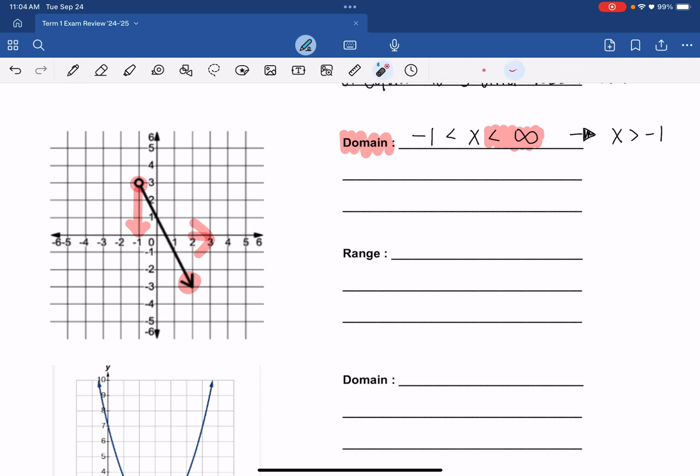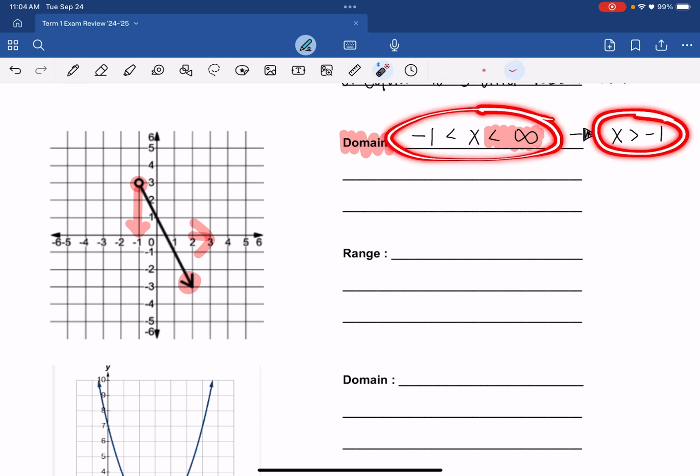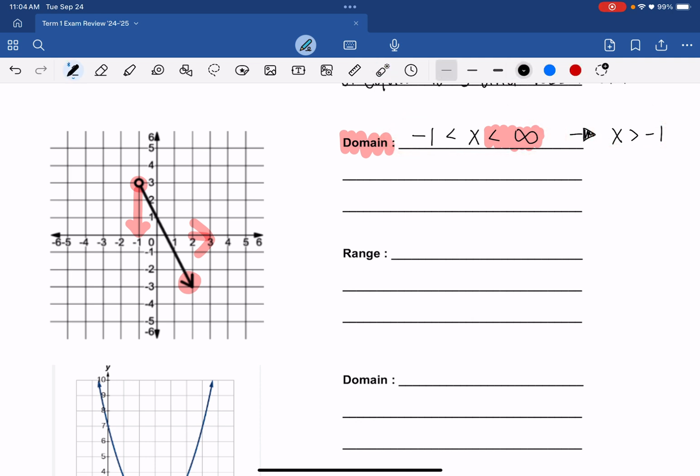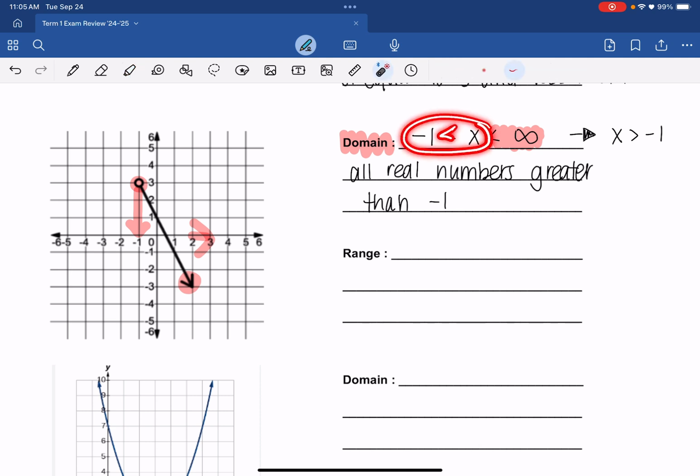So this is your answer, but this is also your answer. It's the same thing, because infinity is going to be greater than -1. So it's all real numbers greater than -1. We do this so we don't get confused with our signs, in which way our sign should face. Because I'm just writing this part, my inequality should open up to my x.